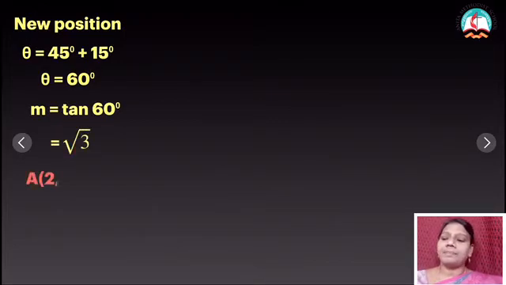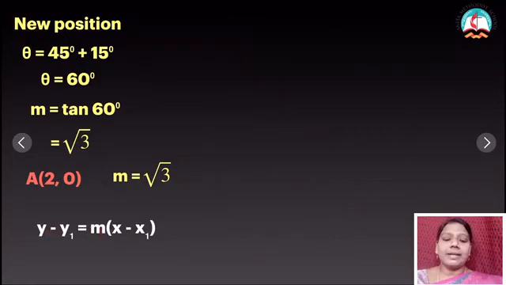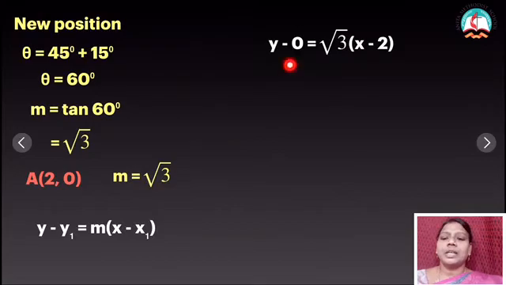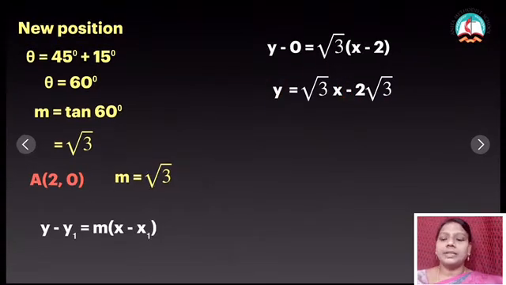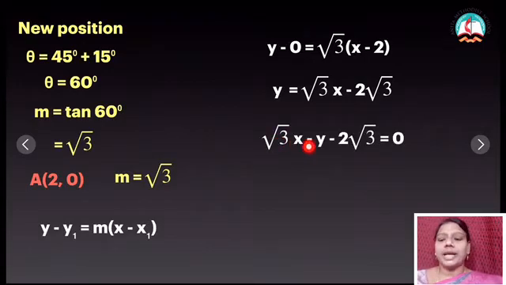Now I got m as well as a point. What is the point? A being a point. Therefore, a point and a slope means we can substitute in the one point formula of the equation. Therefore, y minus y1 equal to m into x minus x1. Substitute these values. If you are substituting, then you will get the value like this. Take this root 3x inside. Then we can get minus 2 root 3. Bring this y to the other side. Therefore, the new equation is root 3x minus y minus 2 root 3. That is the equation. Okay.